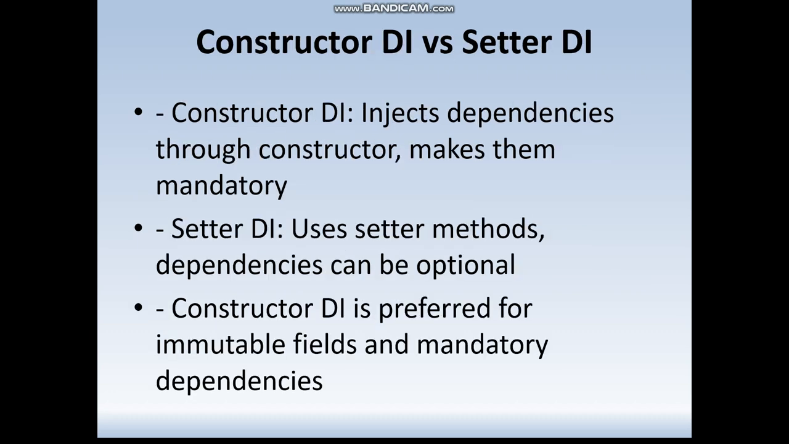Then we have constructor versus setter dependency injection. Constructor dependency injection is done through the constructor, and when we have a mandatory dependency, then we go for constructor dependency injection. It is preferred for immutable fields. Setter dependency injection is done using the setter methods, and dependencies can be optional. Where the dependencies are optional, then we go for setter dependency injection.